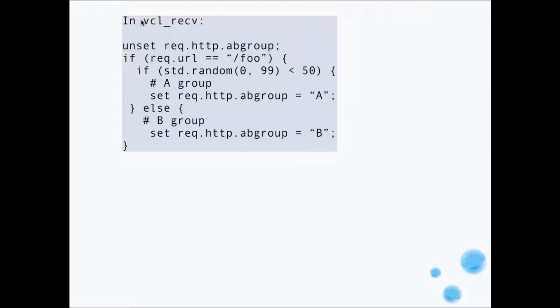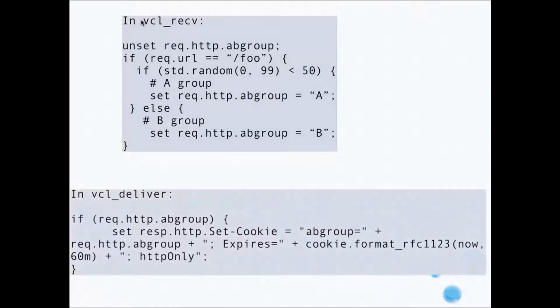Now, of course, setting req.http.AB-group doesn't really do anything. It's not persistent in any way. Since HTTP is stateless, the next request that comes along will be assigned to another group at random, unless we do something about it. So the typical thing to do would be to store this in a cookie.